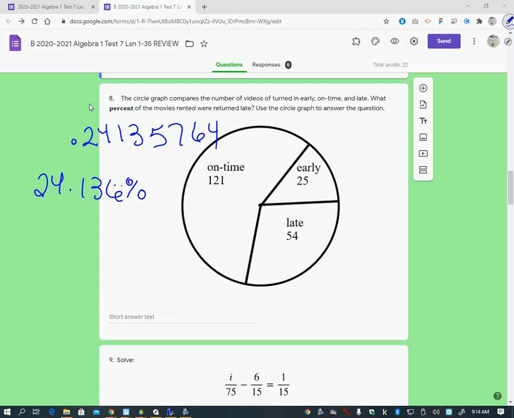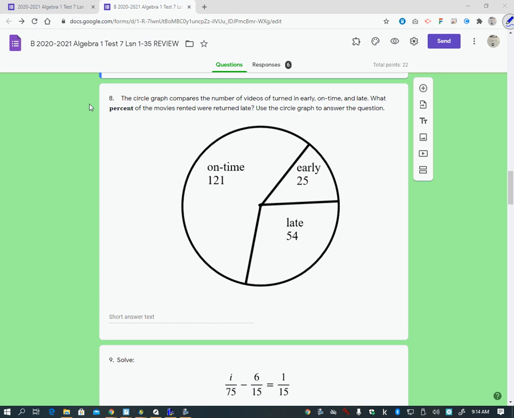Go ahead. Well, yeah, but I just moved the decimal place 2 places to the right. It's going to be the same thing as multiplying by 100. All right, so anyway, let's move on to this. It says what percent? So that's what brought that up. What percent of movies were returned late? Use the circle graph to answer the question.